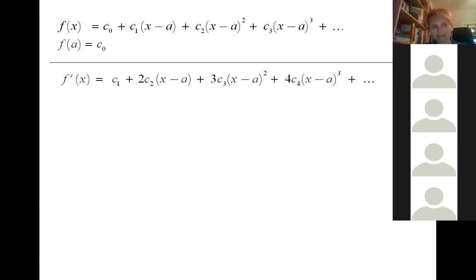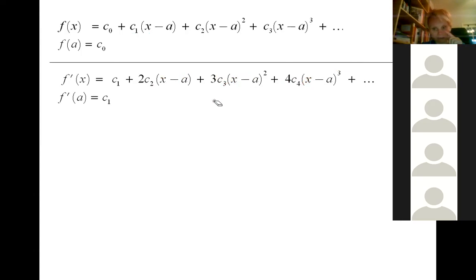You can probably guess what I'm doing. I will substitute a into the first derivative. Instead of x, a, we can see 0, 0, 0. F prime at a is c sub 1.